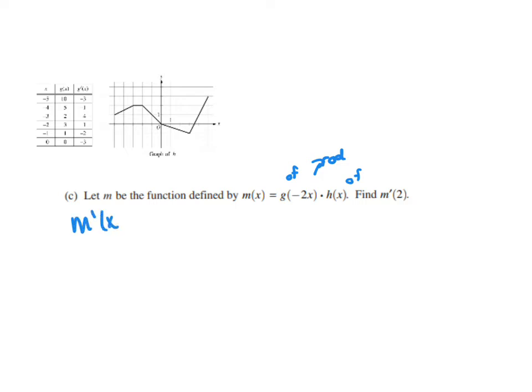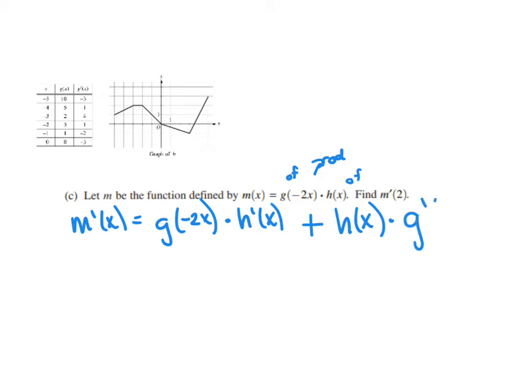So m prime of x is equal to leave the first one times the derivative of the other, so h prime of x, plus leave the second one, times the derivative of the first. So g prime of negative 2x, and its chain, times the derivative of the inside, which is negative 2. I did use the chain over here. It's just times 1, so I didn't really need to write it. All right, so now I just have to carefully plug in 2, which could be a little fun.